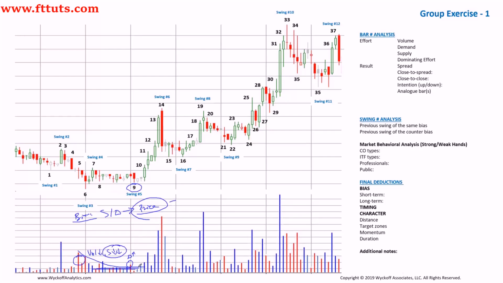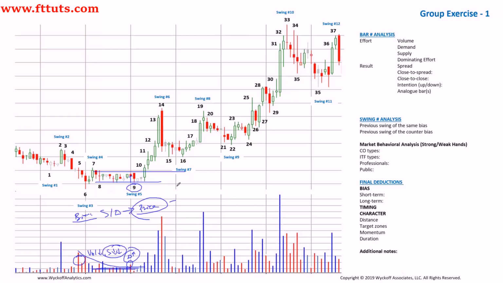And we also see that on bar number 9, as Rick has mentioned, there is some demand coming in, and that produces kind of a small spring situation where the price comes back into the middle of the range area.